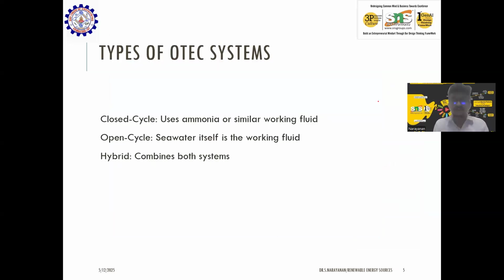So there are three types of ocean thermal energy conversion systems. One is closed cycle, which uses ammonia or a similar working fluid, and open cycle, where seawater itself is the working fluid. That is, seawater will act as a working fluid as well as heating and cooling agent. The hybrid system combines both ammonia and seawater.